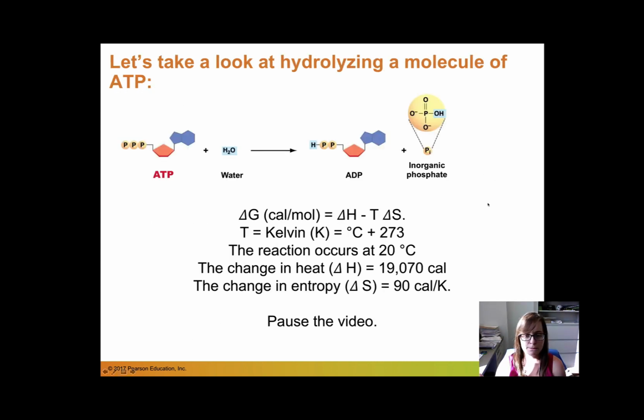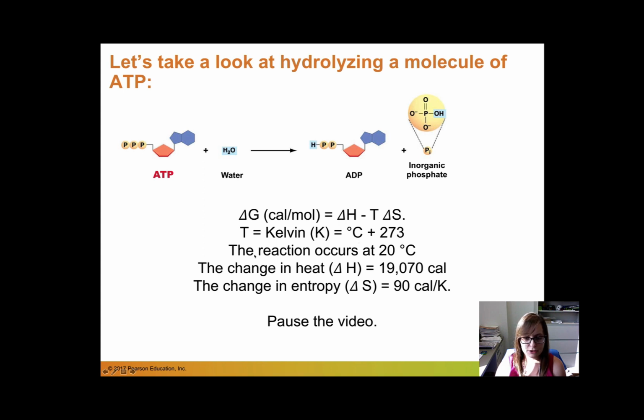So now that we know that temperature and concentration also matter, let's revisit this delta G with a few calculations. So here I have the hydrolysis of ATP. We're going to add water to ATP and you're going to end up with ADP and inorganic phosphate. Okay, so I have the values for our Gibbs free energy equation. So delta G equals delta H minus temperature multiplied by delta S. So temperature, I didn't mention this, is in degrees Kelvin. And you can convert Celsius to degrees Kelvin by adding 273.